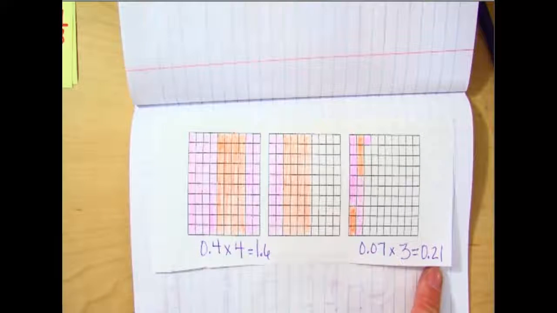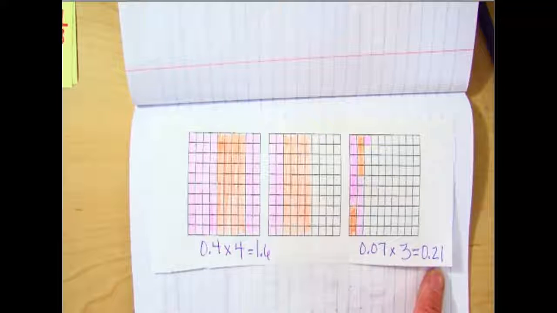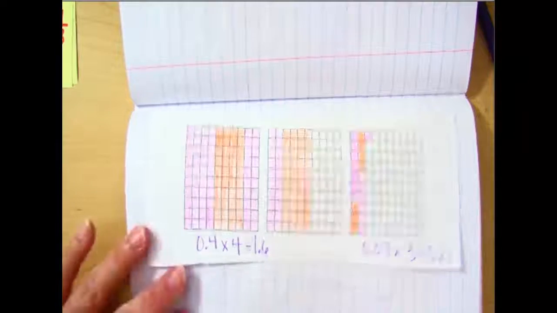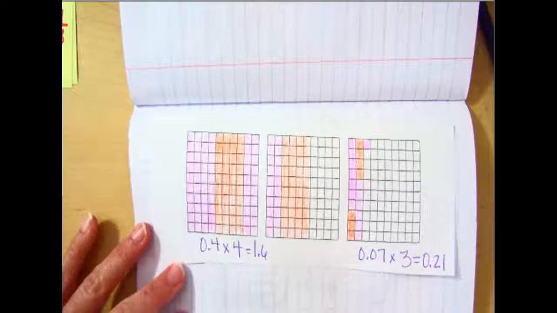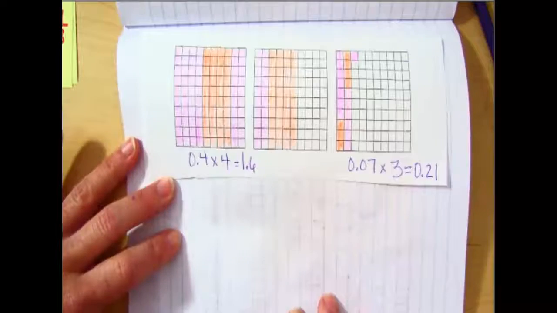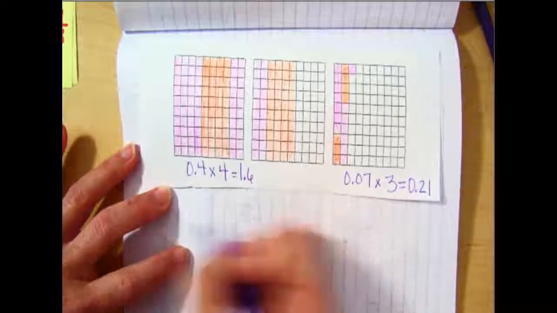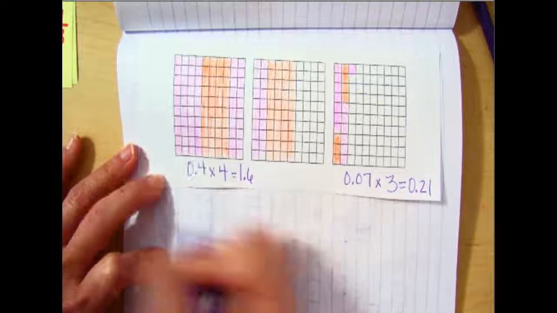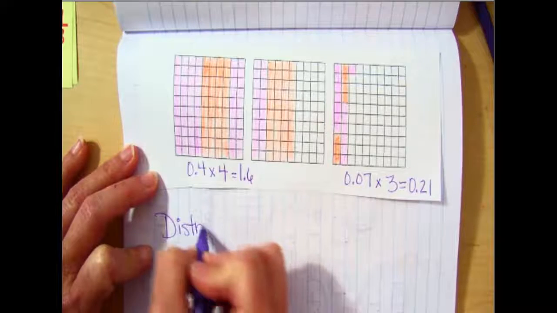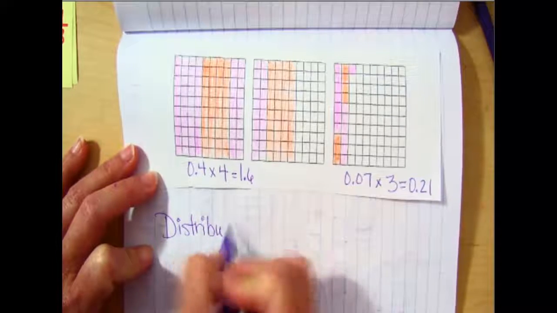When you start doing Study Island, you're going to see a lot of models on this. So you need to be able to read the models as well as do the standard. Everybody good so far? I'm going to show you one more way before we practice. And I'll leave this up. So another way is using the distributive property, and we talked about this.